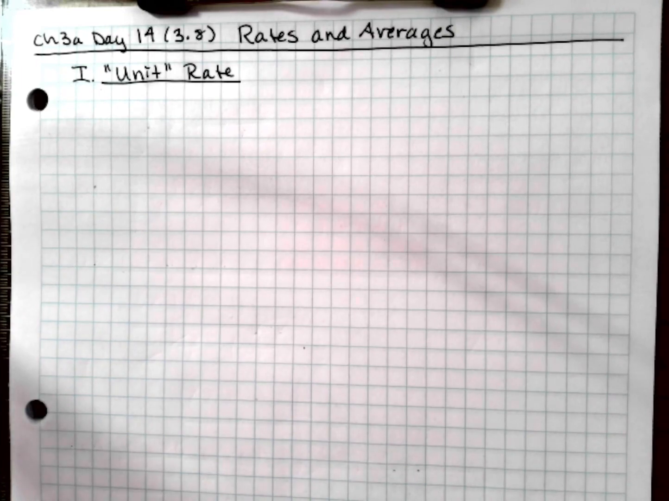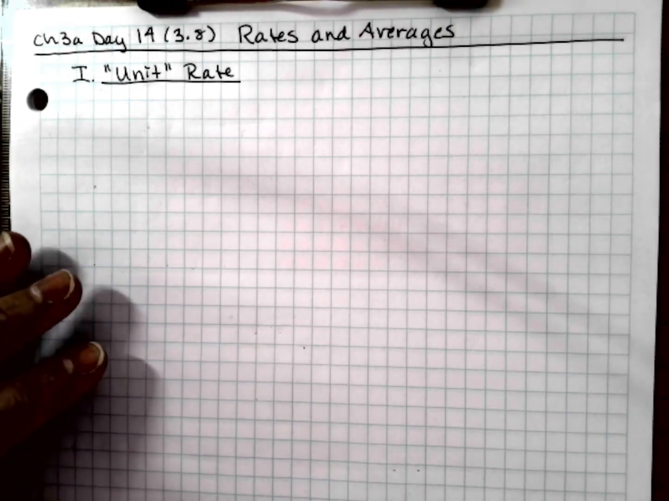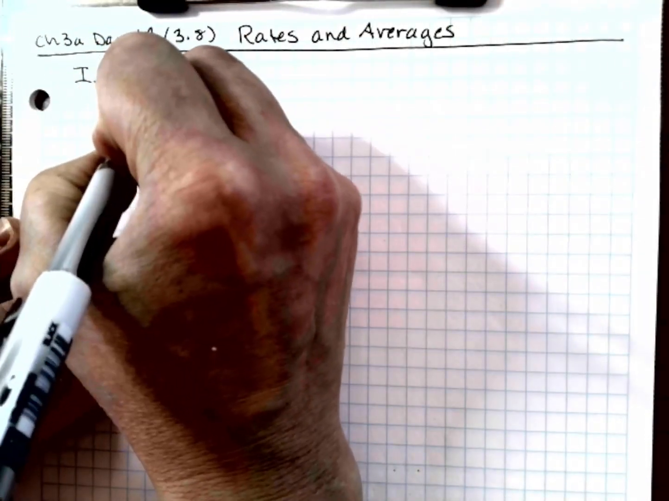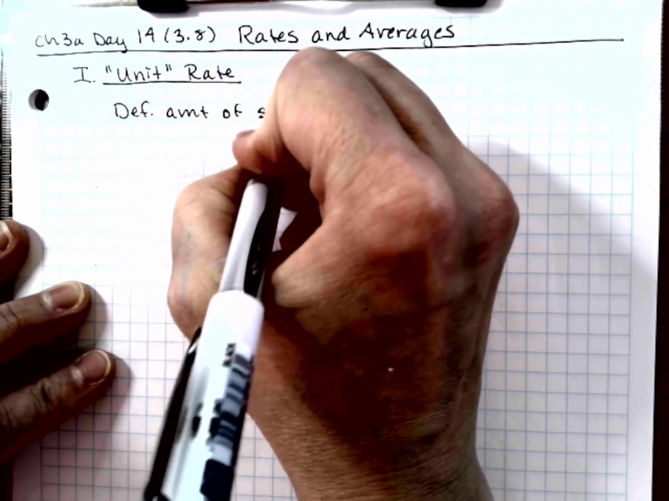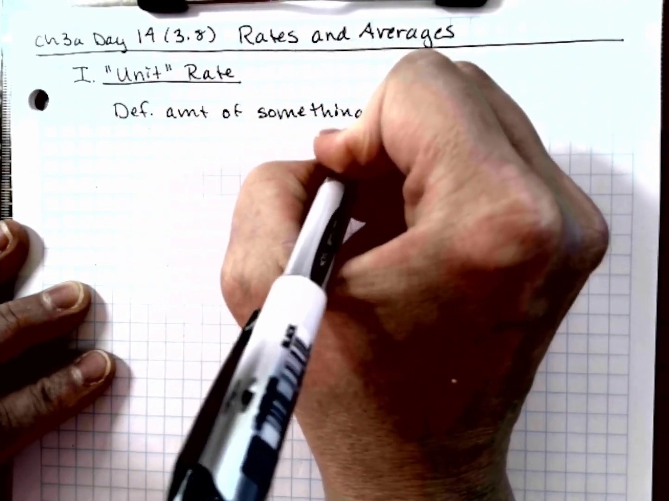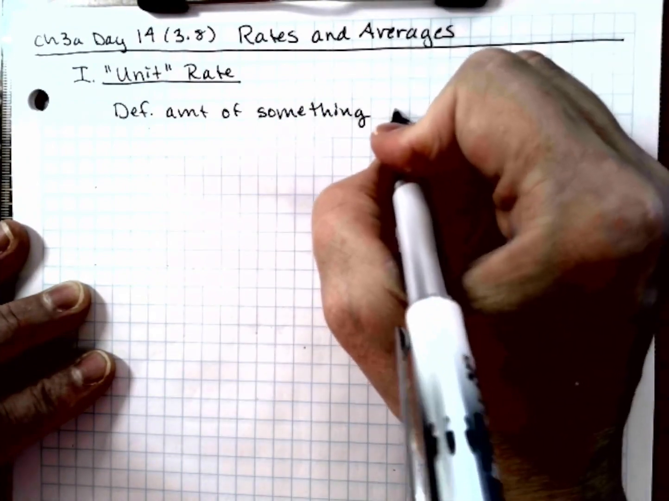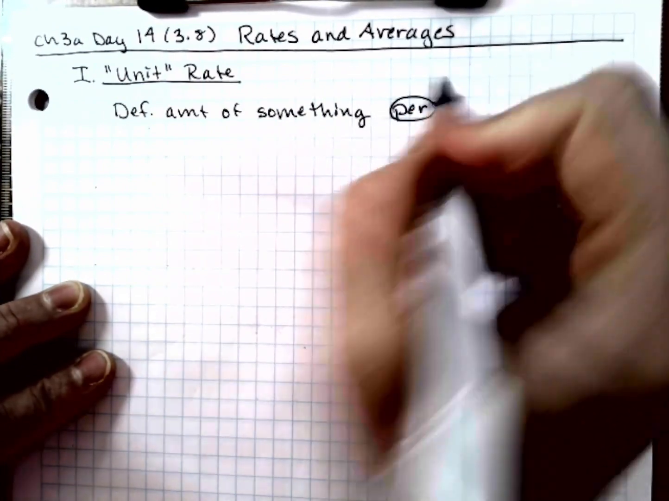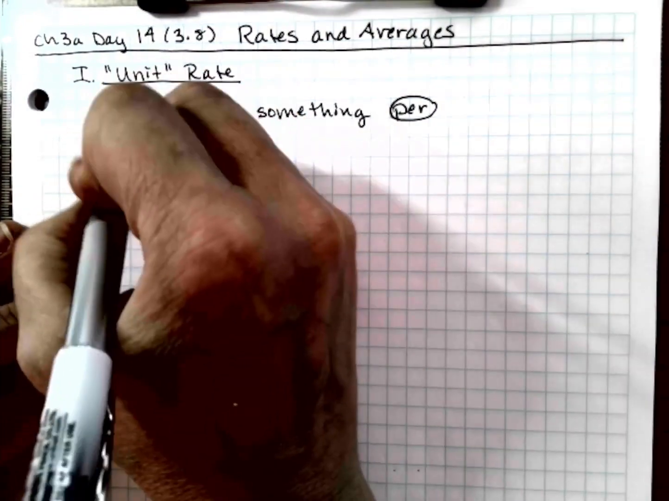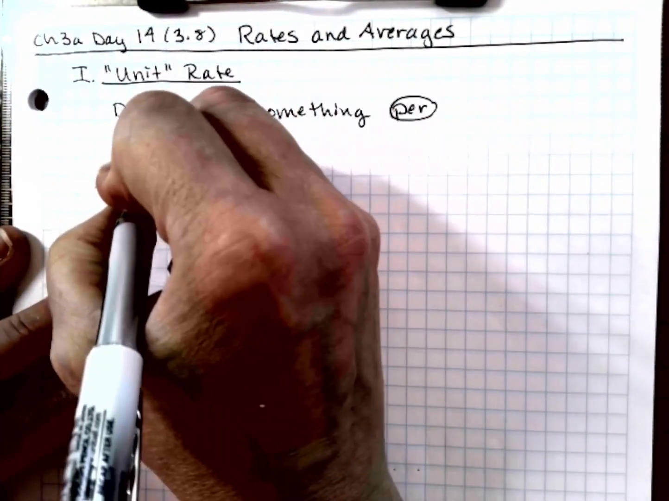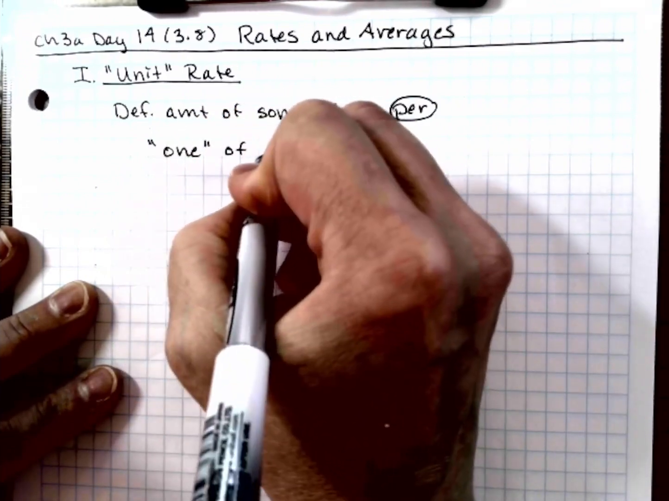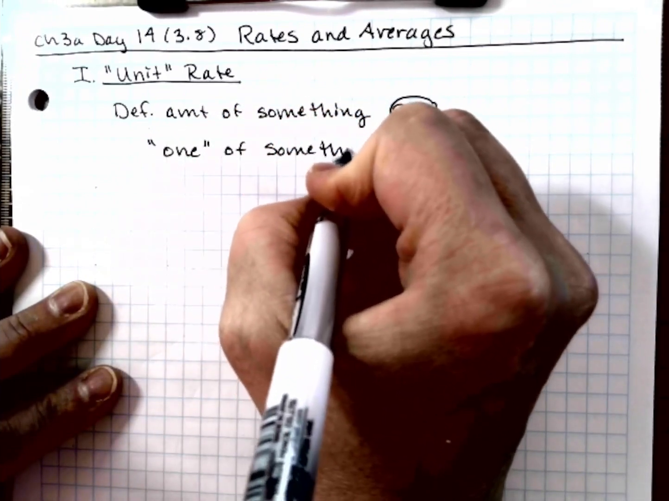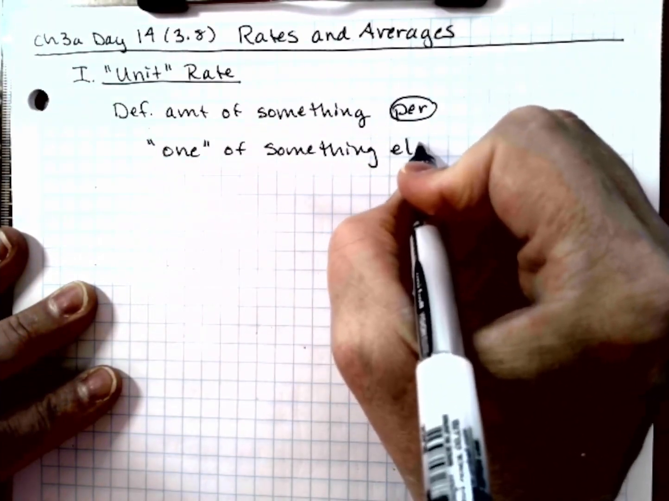So first thing we're going to talk about is what is a unit rate. And we've touched on this before. The definition of a unit rate is the amount of something, some object or quantity, amount of something per, and we've seen that before, per, and here's where the unit rate comes in. It's per one of something else.